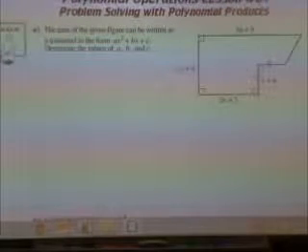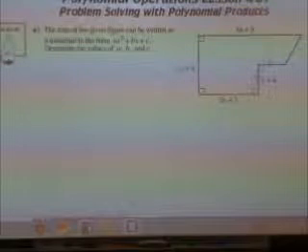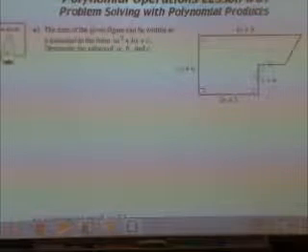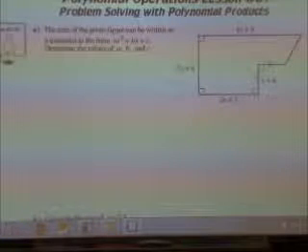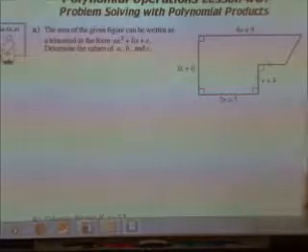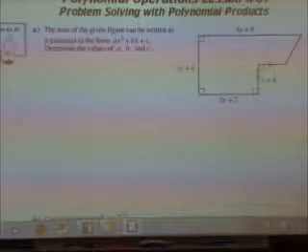Okay, lesson number 6 is problem solving with polynomial products. It's just taking all the stuff that we've done in lessons 4 and 5 and creating problems that you can solve. And how would you go about solving those problems? The area of the given figure can be written as a trinomial in the form ax squared plus bx plus c. Determine what those values are.